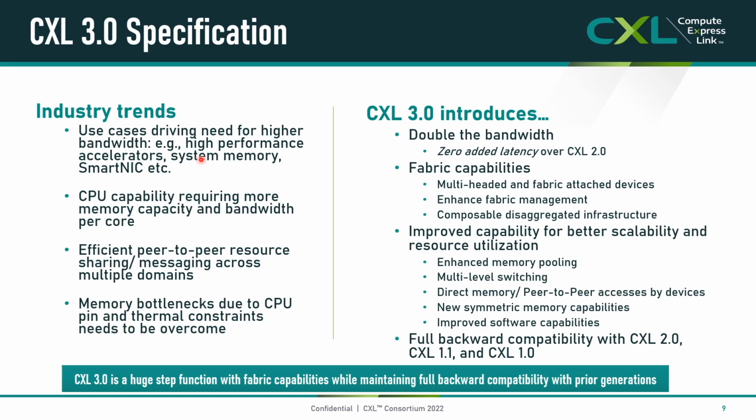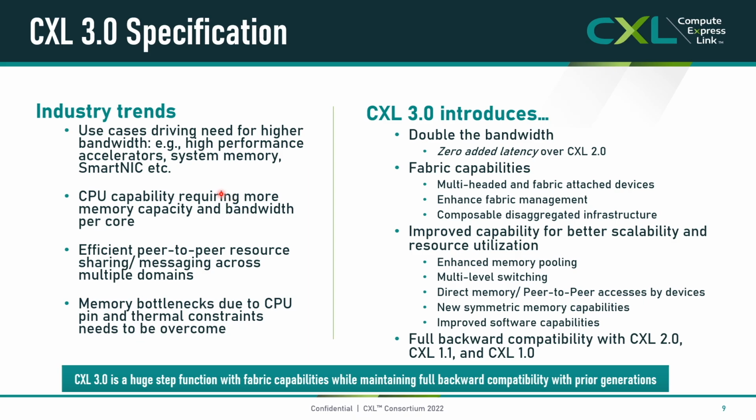Okay. So now we start talking about CXL 3.0 and the factors that are driving the need for CXL 3.0. Some of them are really nothing but industry trends that we are familiar with. For example, the emergence of high-speed, high-performance accelerators, the improvement in system memory capacity and bandwidth, the emergence and proliferation of things like smart NICs. The CPU cores themselves are becoming more and more capable, which leads them to require higher and higher memory capacity as well as higher memory bandwidth.